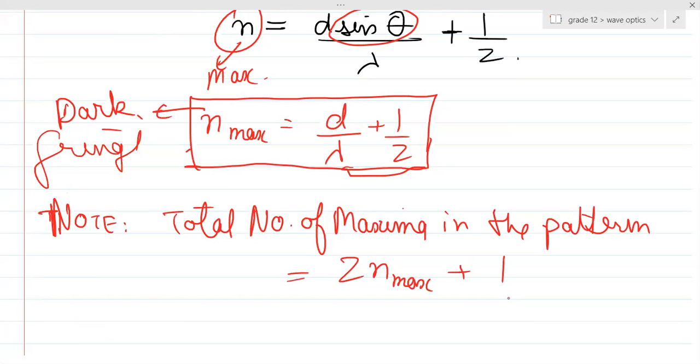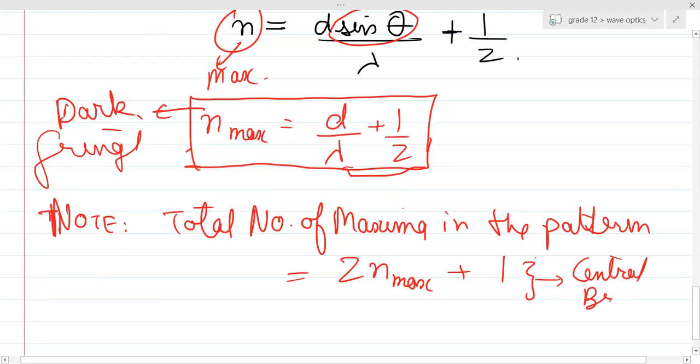So the same order, the same pattern which forms upward forms downward from the central maxima as well, right? So that is why we did twice. Why is this twice? Because the same number of maxima which forms upward will form down the pattern as well. And why are we adding this plus one?